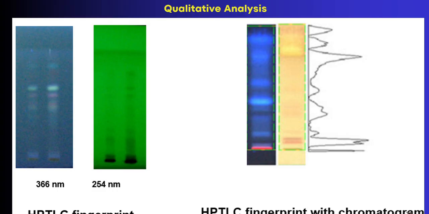Under UV 366 nanometer, some compounds exhibit natural fluorescence and appear as colored fluorescent bands. This wavelength is particularly useful for detecting compounds that are weakly visible at 254 nanometer. The compounds that are naturally colored can be directly visualized under visible light, and colored pigments like anthraquinones and phenolic compounds can be visualized under visible light.